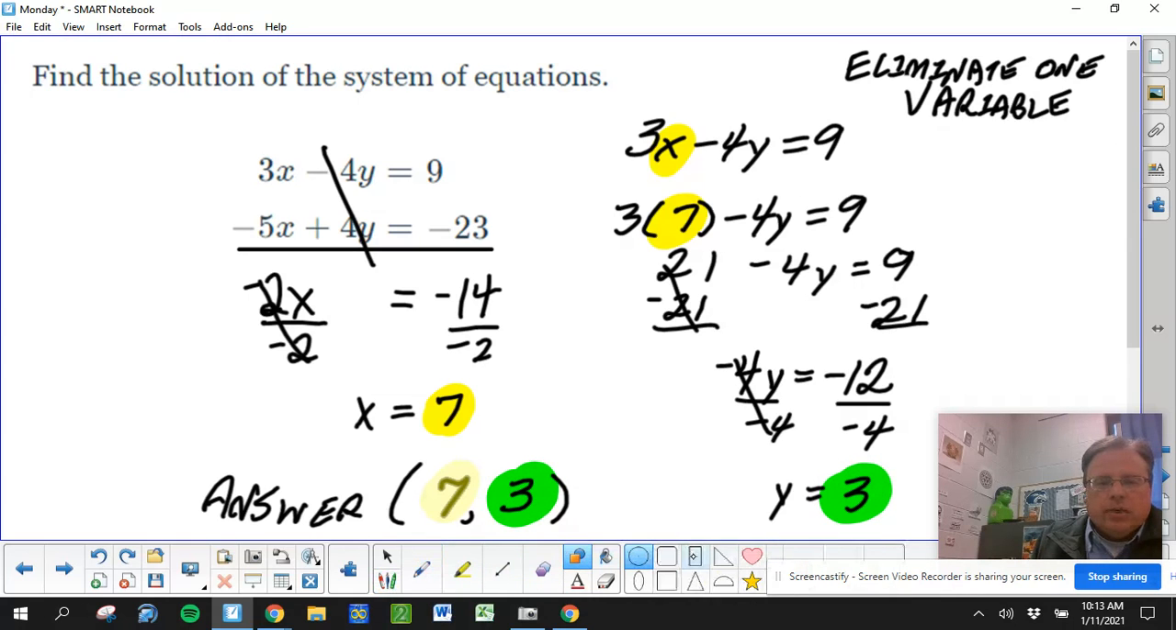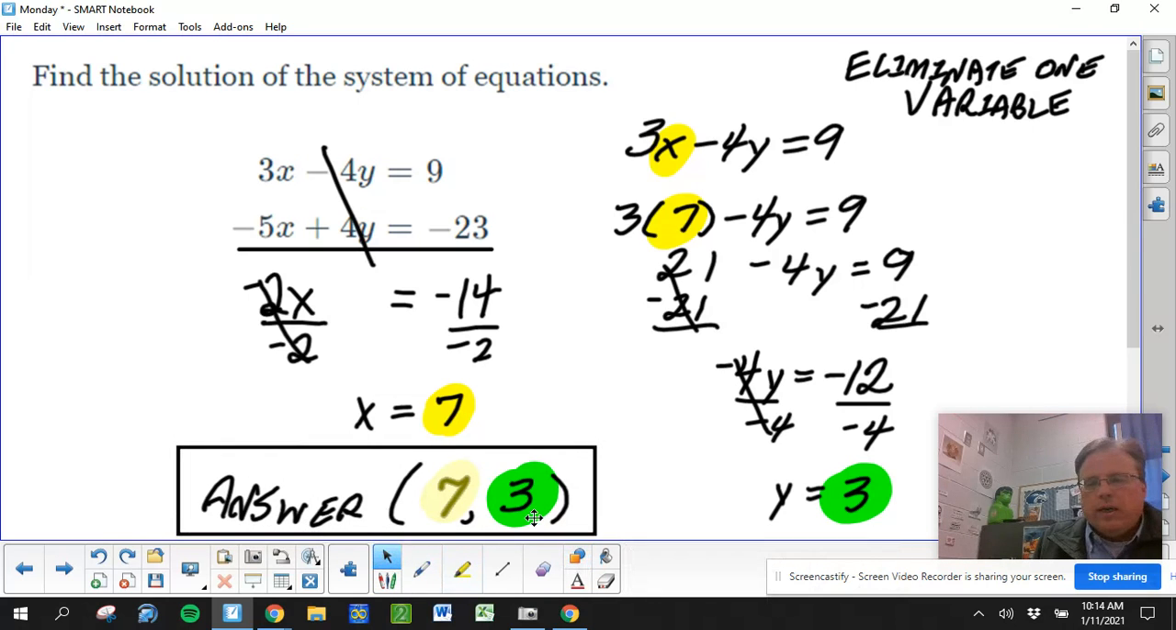And now my answer that I would type into the computer, that's what we're doing for Delta Math, is parentheses 7, comma 3, parentheses, or 7, comma 3. And that's our answer. Yay! So if I was to plug that back in, that's 7 for that x and that 3 for that y up here, I would end up with 9. Very cool. So, math class, things get a little bit harder.